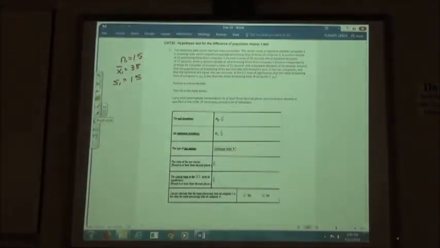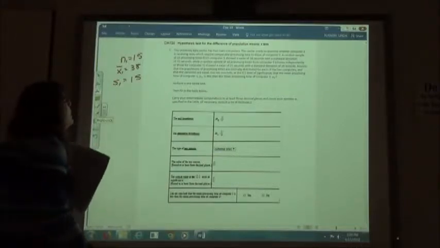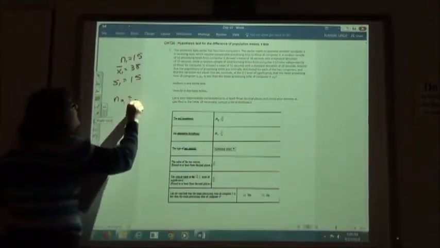Then we're going to do computer 2. So a random sample of 10 processing times from computer 2. n2 is going to be 10.